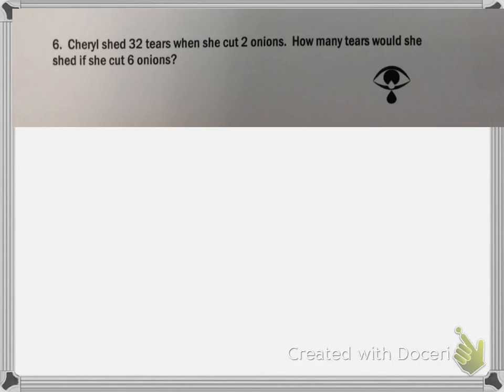Okay, let's look at our final problem. Cheryl shed 32 tears when she cut 2 onions. How many tears would she shed if she cut 6 onions? So it looks like my labeled proportion is going to be tears to onions. So now I'm going to find my first ratio from the given information. So it looks like 32 tears over 2 onions.